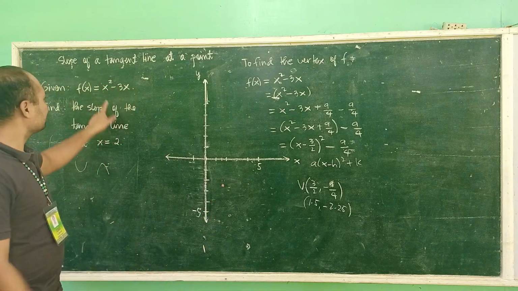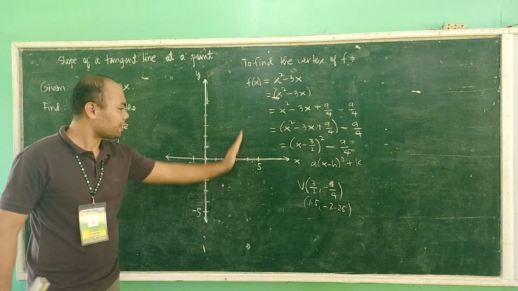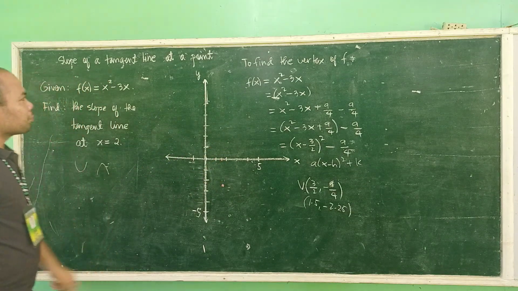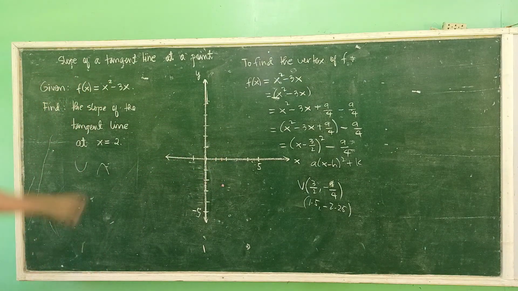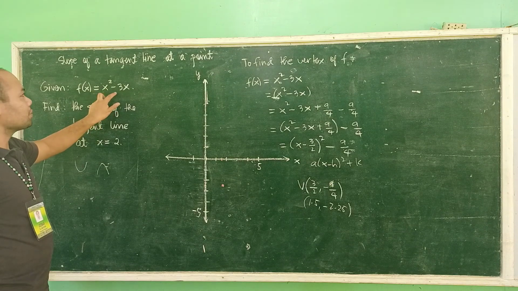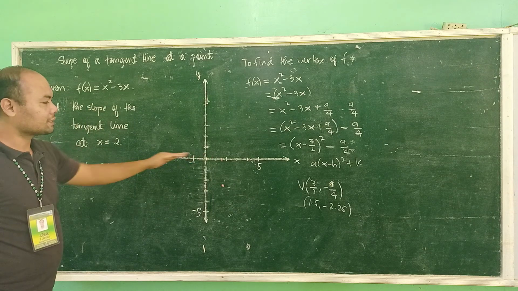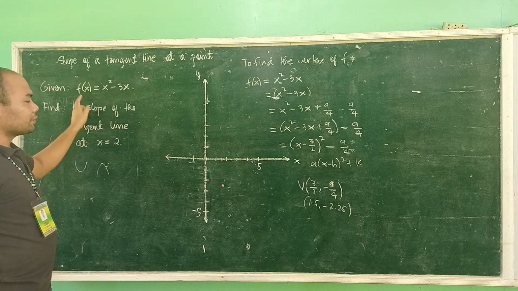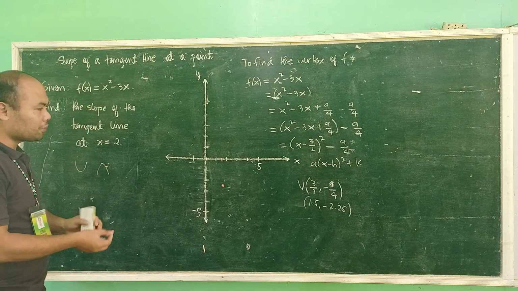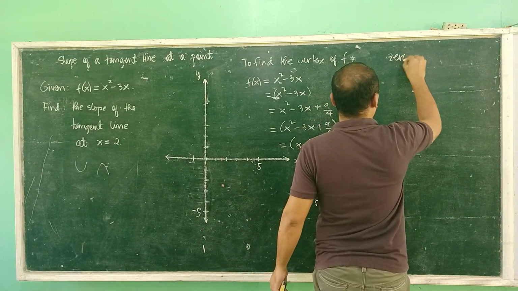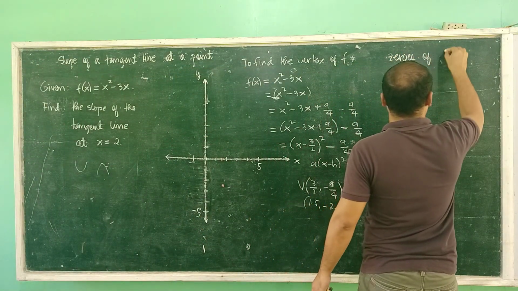Since our parabola is opening upward, we would expect that the graph would look like this. Now, another important piece of information that we can get from the function is the zeros of the function. That is the point on the x-axis where the function f intersects. So how will we find the zeros of f?